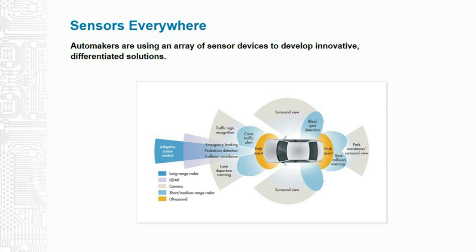Okay, as you'll see from this slide, there is an array of sensor devices that are used for ADAS and will be essential for self-driving cars. Radar, both long range and short range, LiDAR, which I will talk about shortly, which is laser-based, cameras, and ultrasonic sensors.